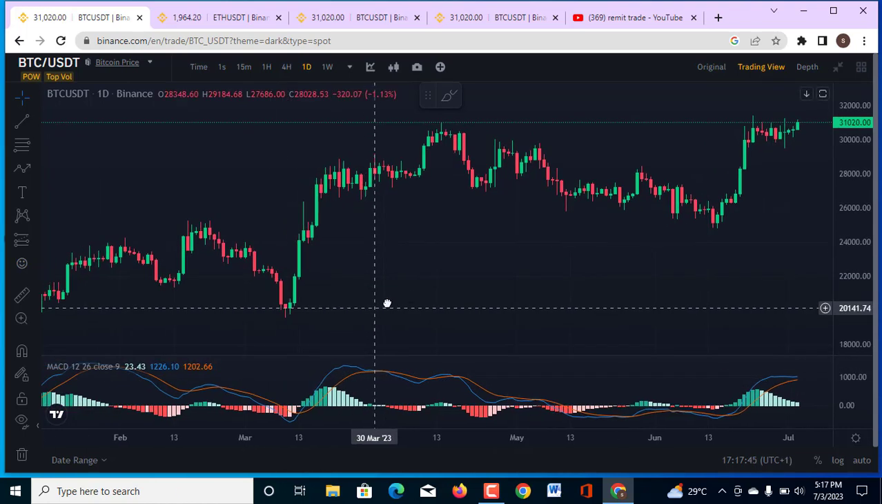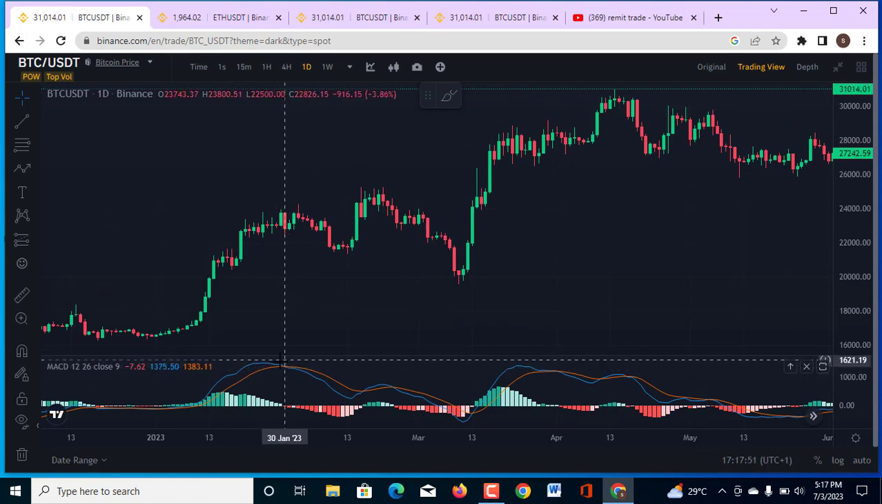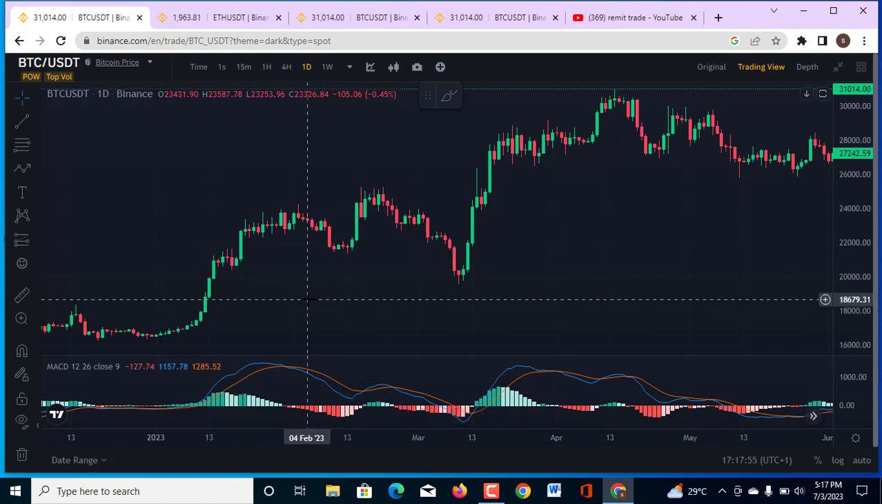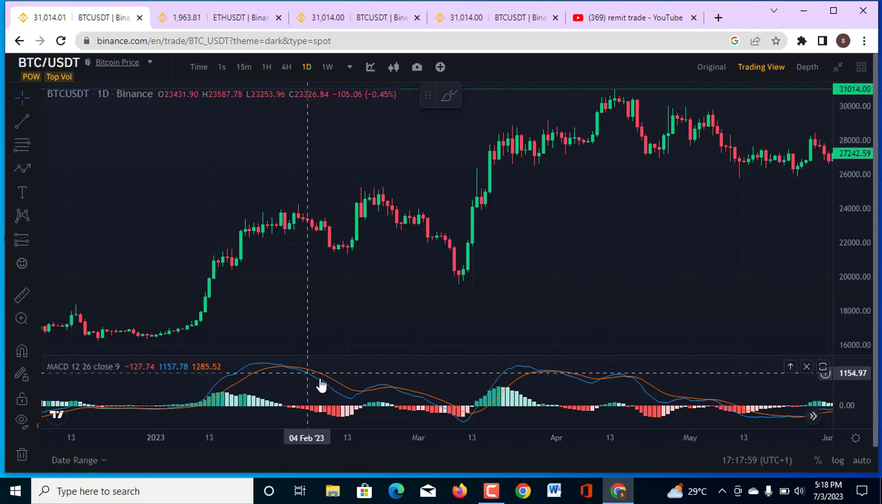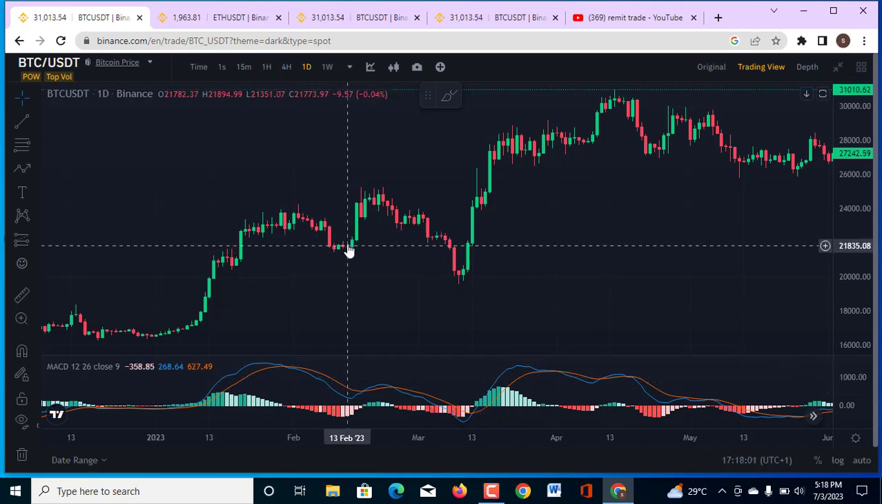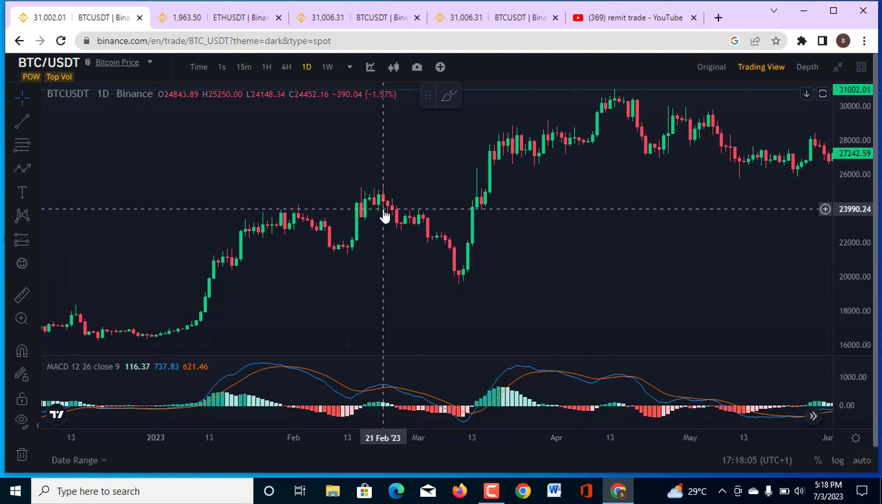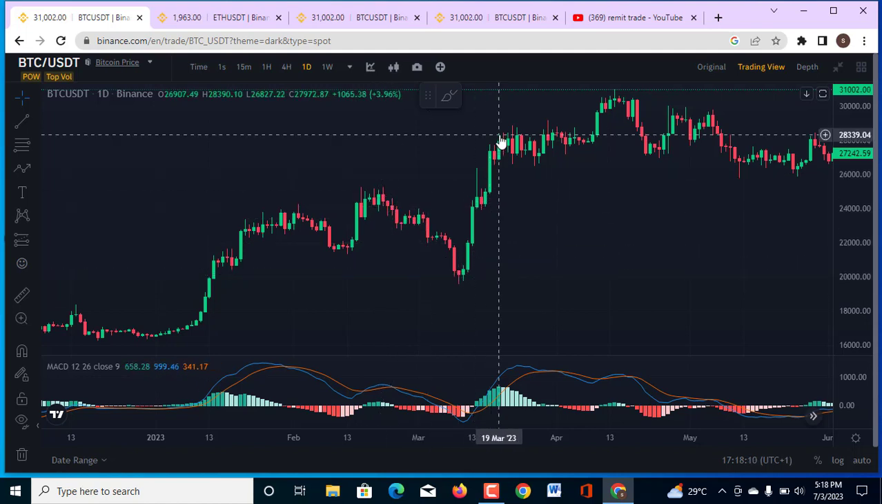For example, at this very point, we see the MACD line and the signal line cross over each other, which indicates that the market is going to come back down before it continues to the upside again. So if you enter a short position at this area, the market comes down, but the market still goes to the upside, which means you would have been stopped out. And at this point as well, the market continued to the downside before it moved to the upside again.